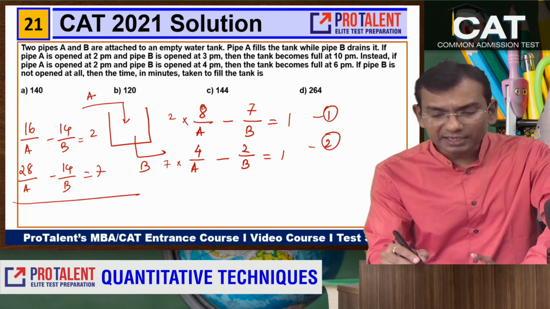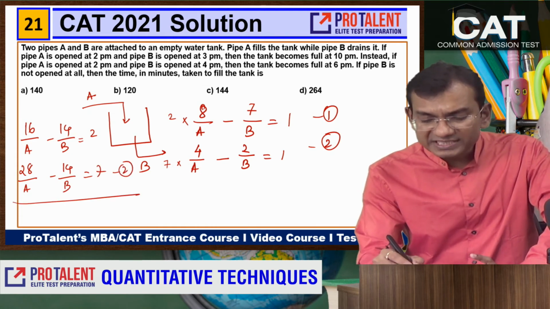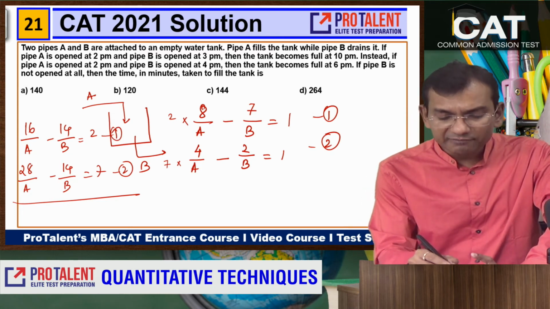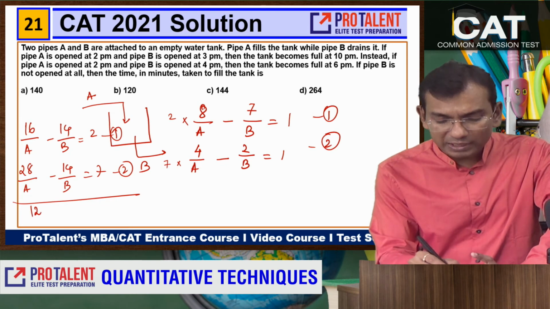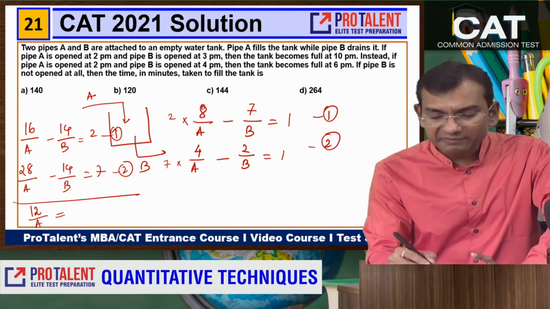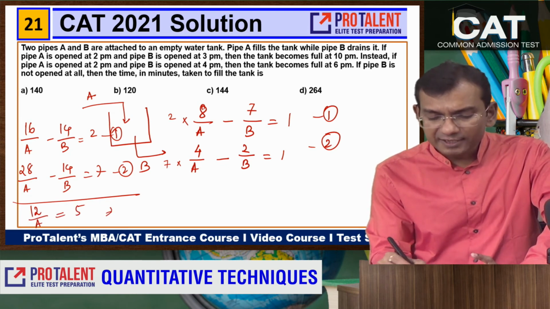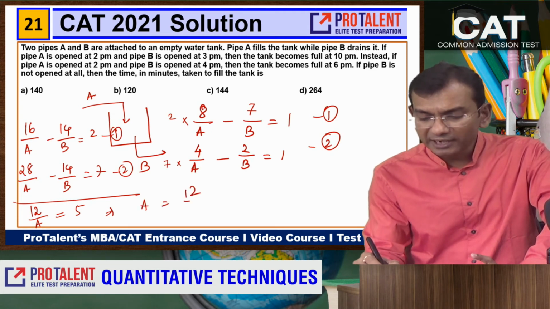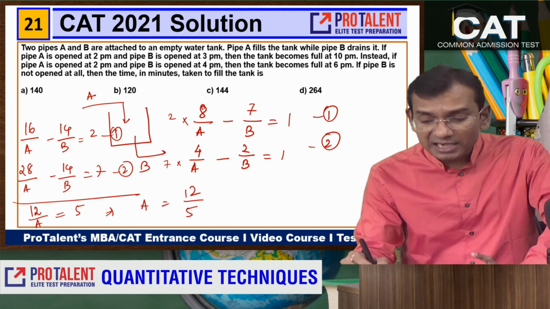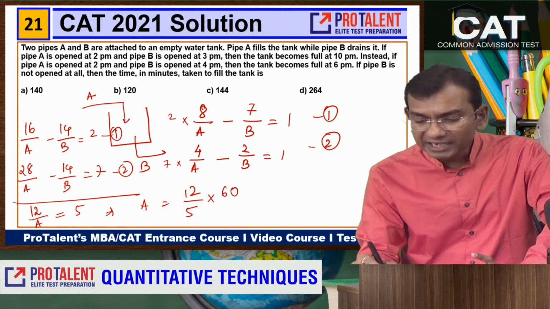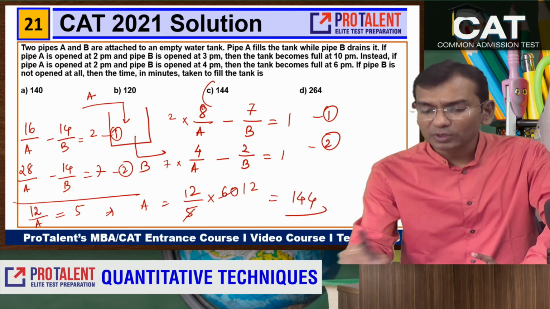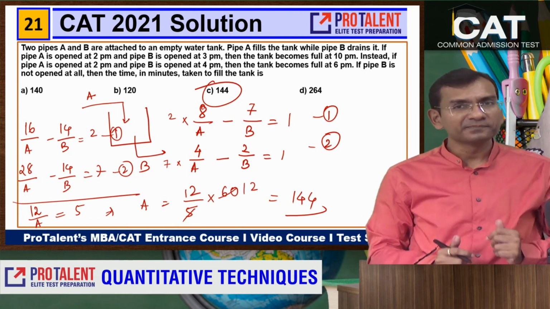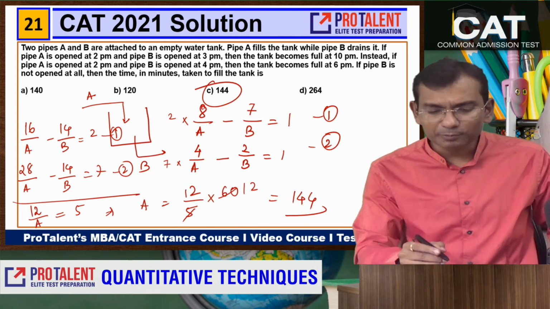We will subtract, that is, subtract equation 1 from equation 2. I will be getting 28 minus 16, which is 12, and 14 by B minus 14 by B is 0. This is 12 by A is equal to 7 minus 2, which is 5. So therefore A is equal to 12 by 5. This is in hours. I need to convert that into minutes. So 12 12s are 144. Answer is 144. Very easy. Yes or no? I think you will be in a position to manage it.